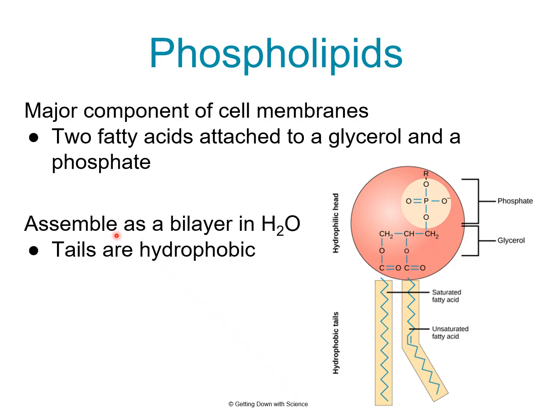And remember we said that fats, or lipids in general, are non-polar, so they do not interact with polar molecules such as water. So they assemble as bilayers in water, in which the tail is going to be hydrophobic. The tail part, made up of fatty acids, does not like water, so it's going to be structured inwards. And the head region, which is the phosphate and the glycerol, is polar, so it interacts with water. So the head is hydrophilic, water loving, and the tails are made up solely of fat, so they do not interact with water.